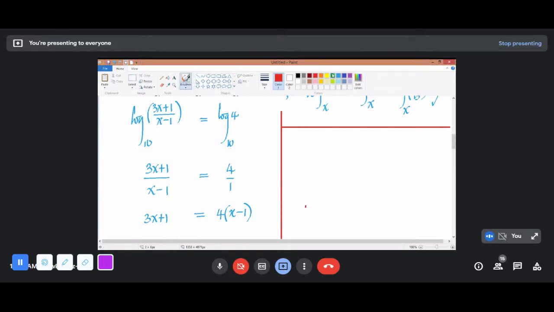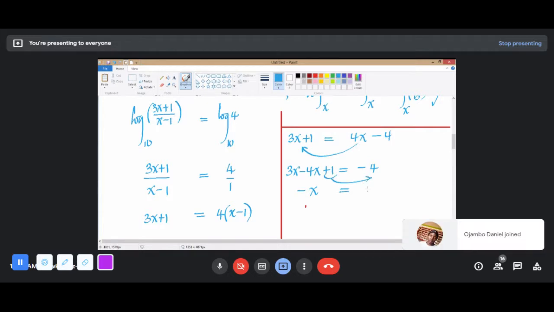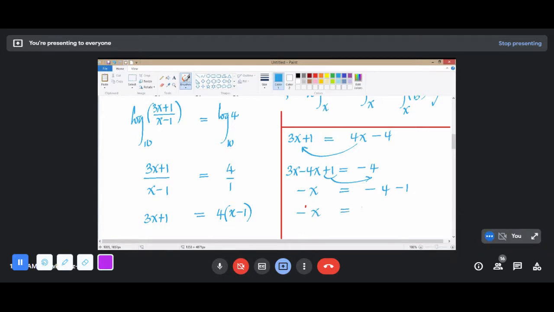So on the next step, we'll simply have to collect like terms. 3x plus 1 will equal 4x minus 4. Bring this x to this side. 3x minus 4x plus 1 is equal to negative 4. This is negative x, which is equal to, now this positive 1 also crosses to give us a negative 4 minus 1. So negative x is equal to negative 5.